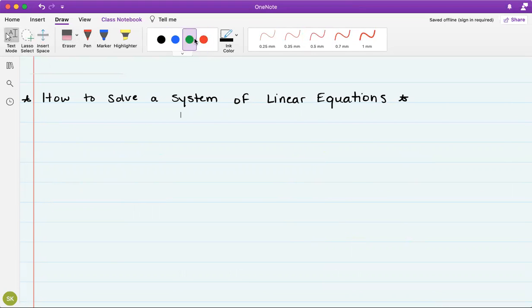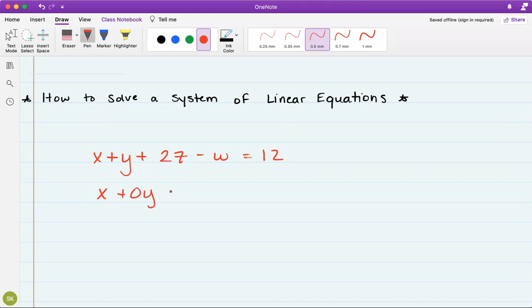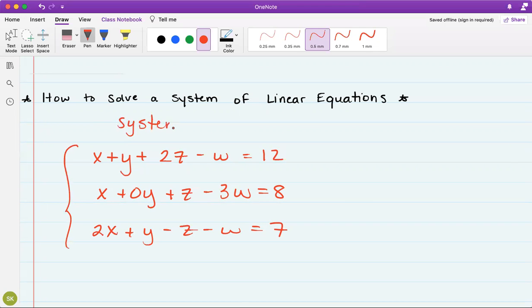So let me give you another example. Let's say we have something like x plus y plus 2z minus w is 12. x plus 0y plus z minus 3w is 8. And how about one more? 2x plus y minus z minus w is 7. So this would be a system of equations.